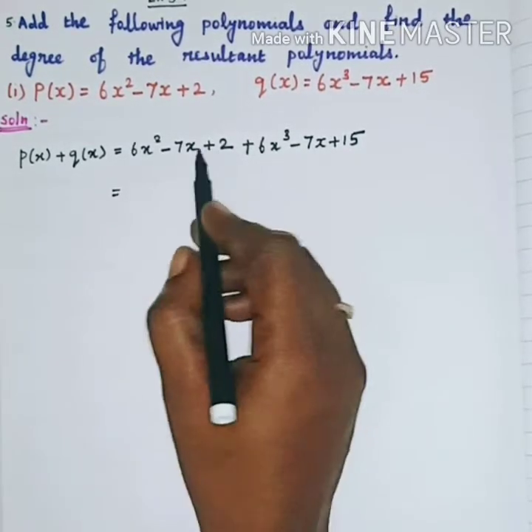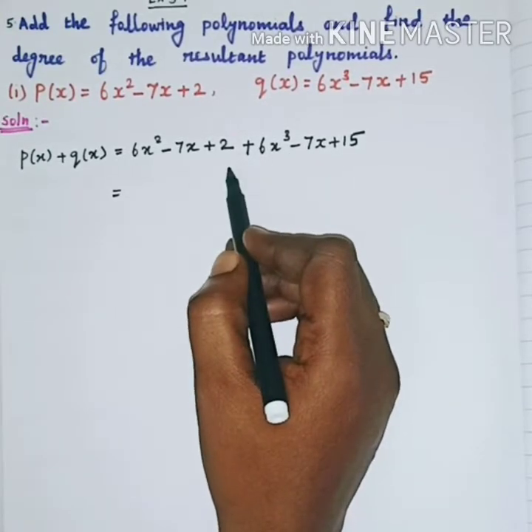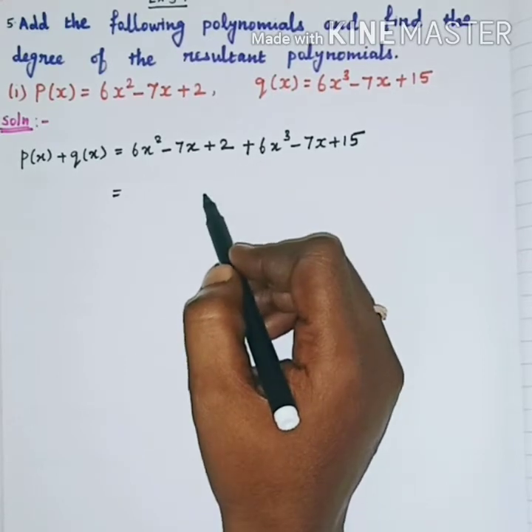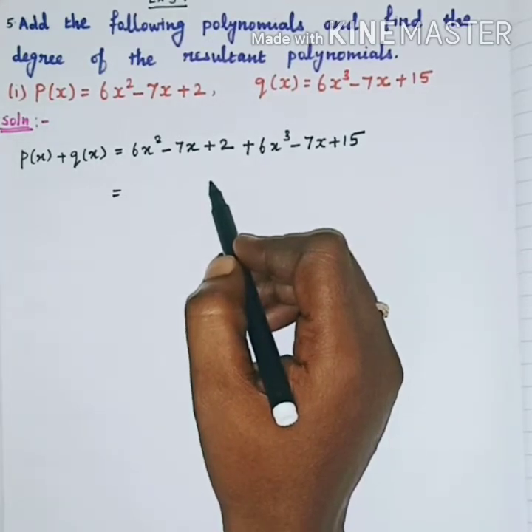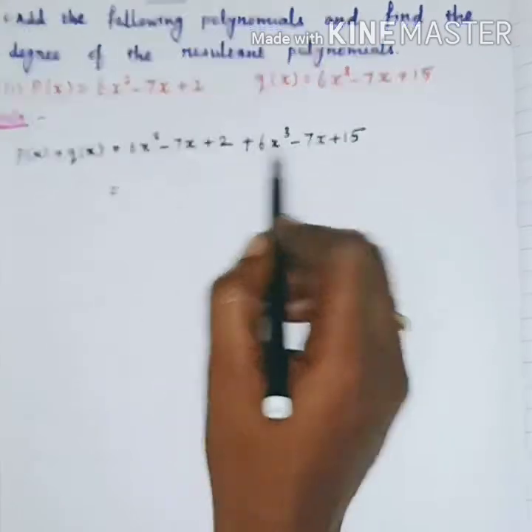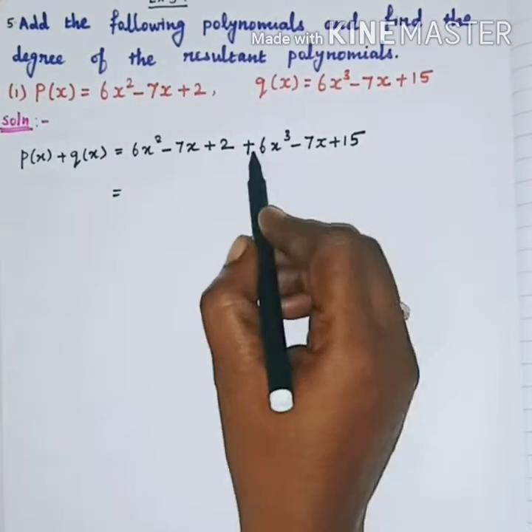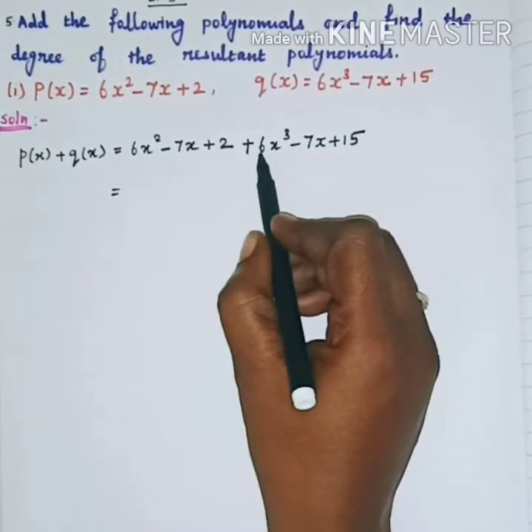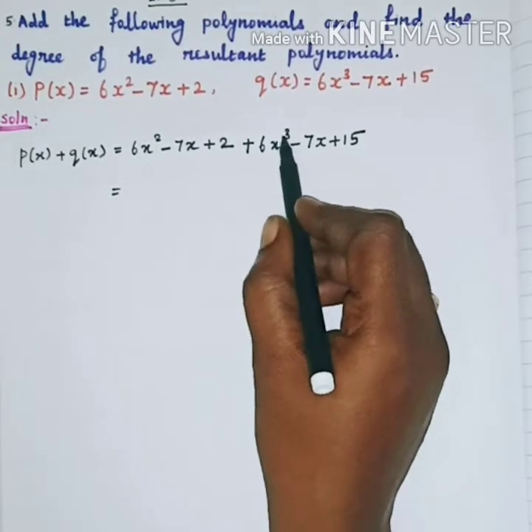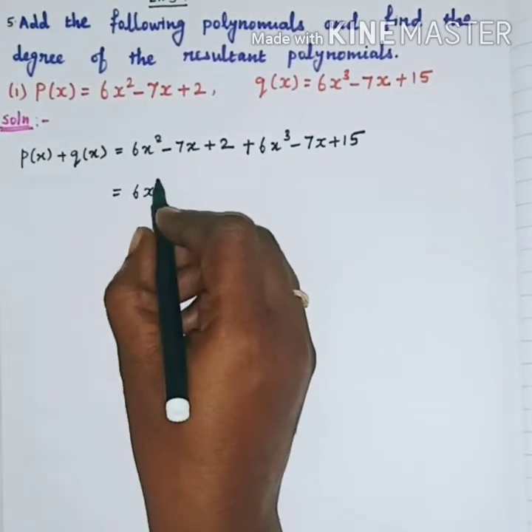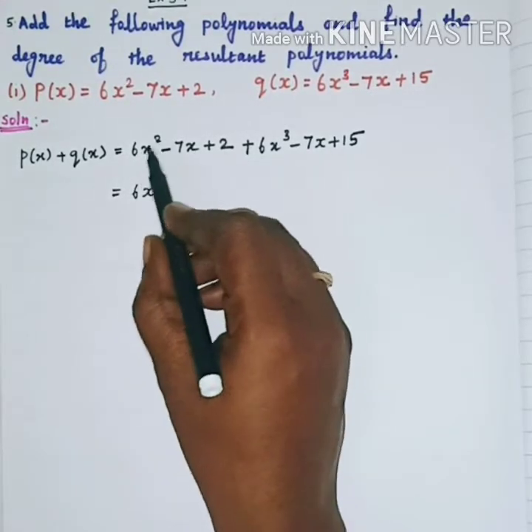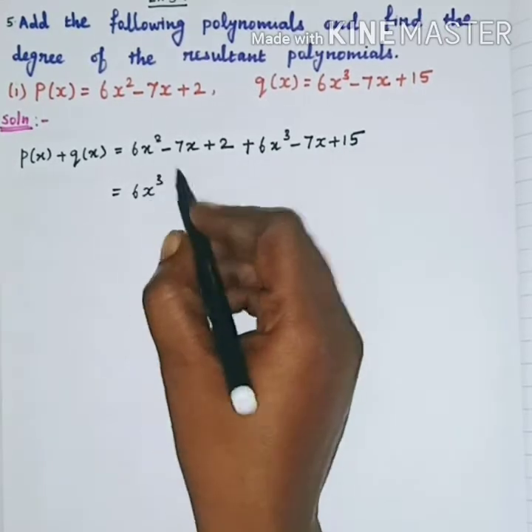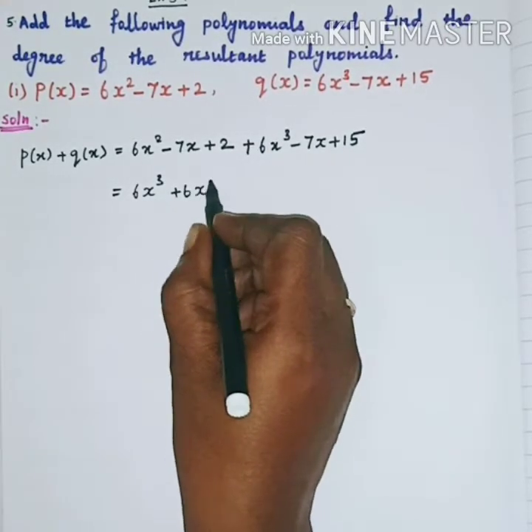Now we have to add these two polynomials, isn't it? How do we add the polynomials? First we should combine the like terms. What are the like terms we have in this expression? So first 6x cube. Any other x cube terms here? No. So only one term is here, that is 6x cube. Write that 6x cube. And then x square term, 6x square. Any other x square terms here? No. So write 6x square as it is.